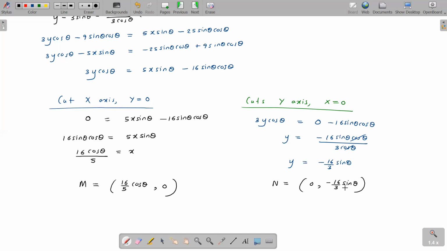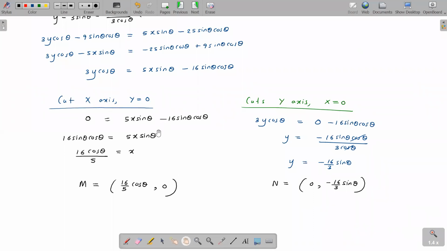They have told you to find the equation of the normal and they tell you the normal cuts the x-axis at M and the normal cuts the y-axis at N. So basically, when you cut the x-axis, you set y to 0 and get the M coordinate, and when you cut the y-axis, you set x to 0 and get the N coordinate. That part is okay, right?